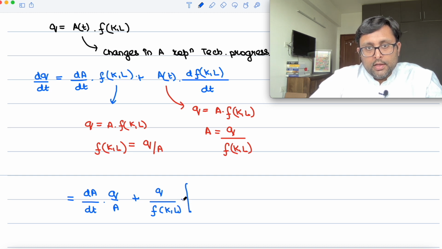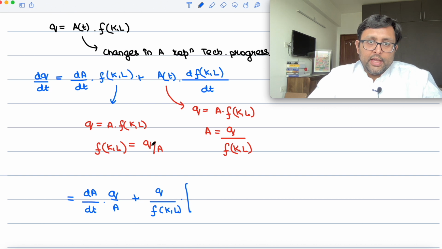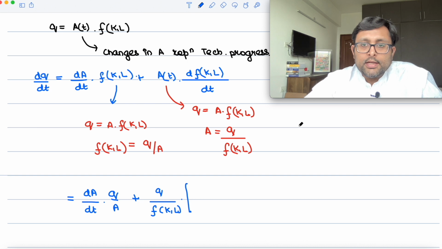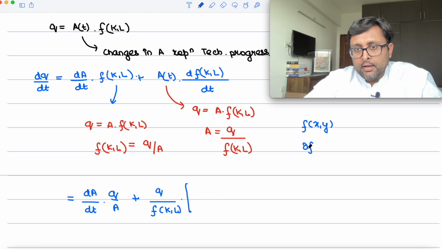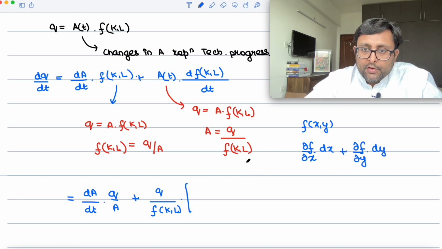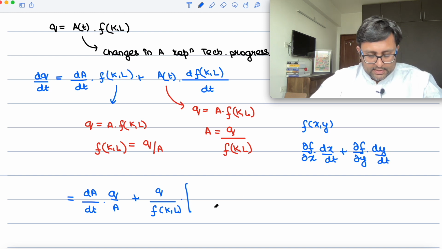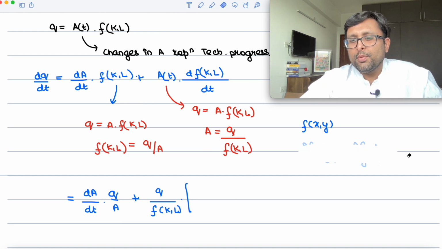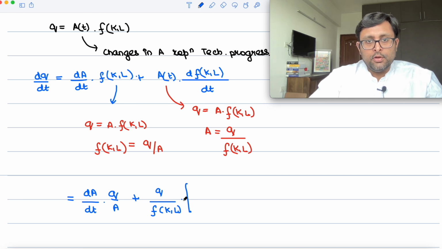And now the derivative of f of K, L with respect to t. Guys, I hope you know this. You differentiate f of x, y: del f by del x into dx plus del f by del y into dy. And when you do it for time, it will be del f by del x into dx by dt plus del f by del y into dy by dt. This is the way you do it, a simple total derivative, partial derivatives rule.